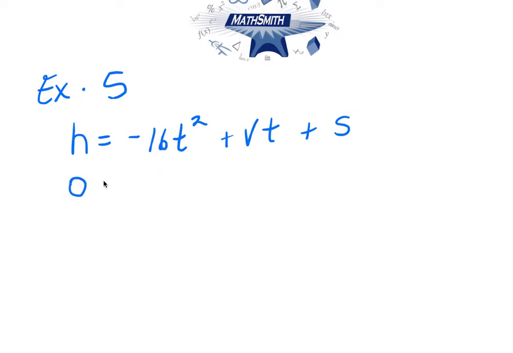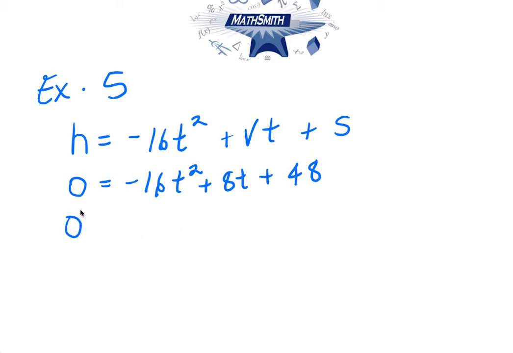We're going to get 0 equals negative 16t squared. v, they said, was 8 feet per second, so plus 8t. And then your initial height, that looks darn scary to me, 48. All right, and so we're going to solve this by factoring. This definitely has some common factors in there, so let's factor that out first.